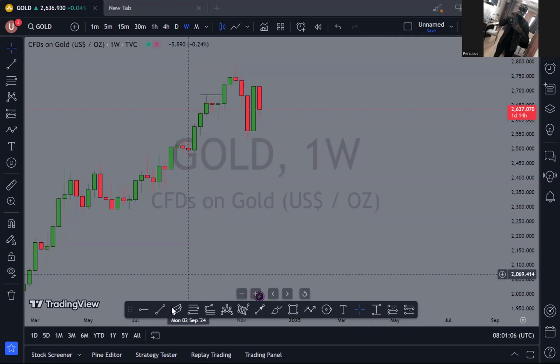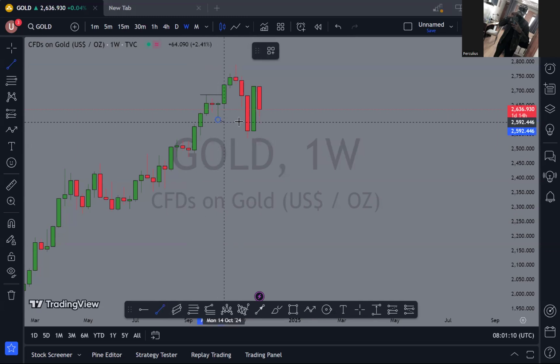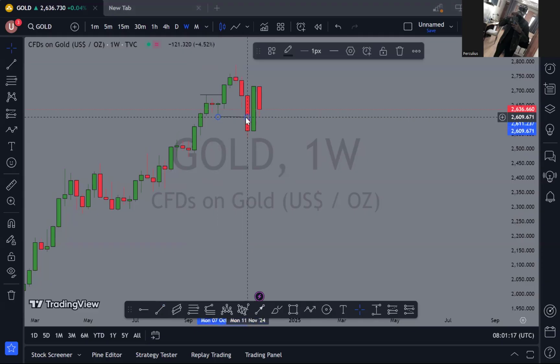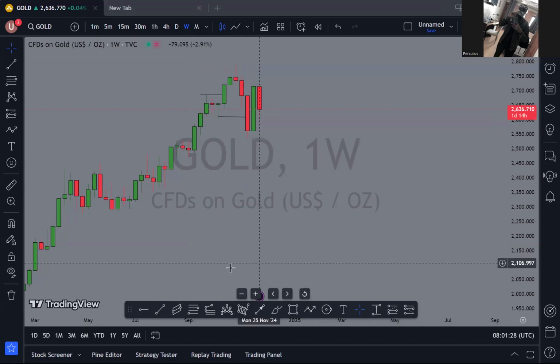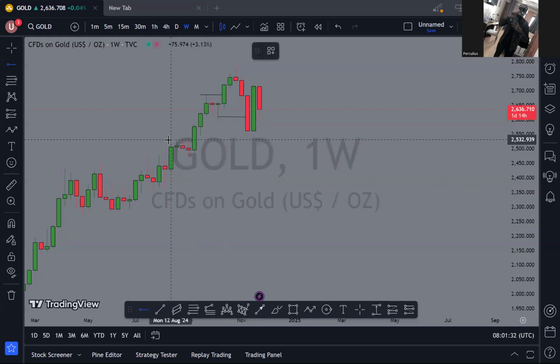The structure performed a BOS, a break of structure, then took the inducement that was below. As I said, what I'm going to trade is the structure that is left behind. So my entry was right here. This was the entry, on the weekly time frame.